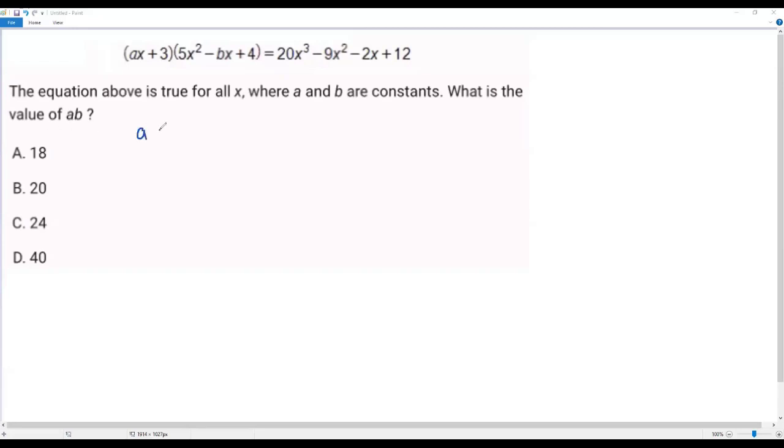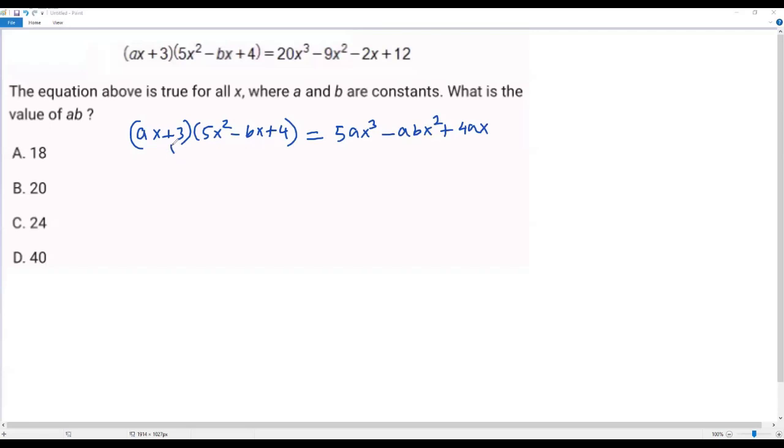Okay, now let me write the expression on the left side as it is. That is (ax + 3)(5x² − bx + 4). Now let me multiply this binomial and trinomial. For that, I have to distribute the first term to each term inside the second parenthesis. So when I multiply ax by 5x², I'm getting 5ax³. When I multiply ax by −bx, I'm getting −abx². When I distribute ax to positive 4, I'm getting 4ax.